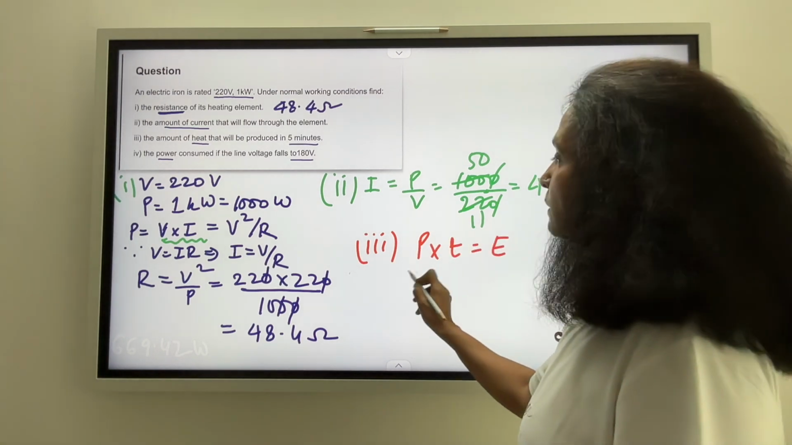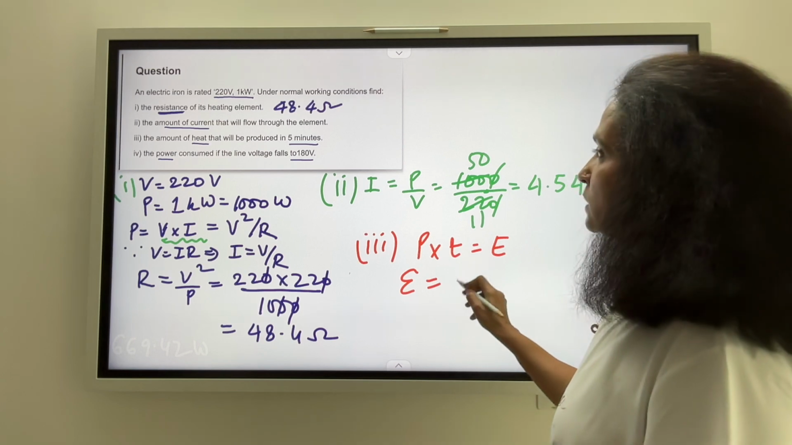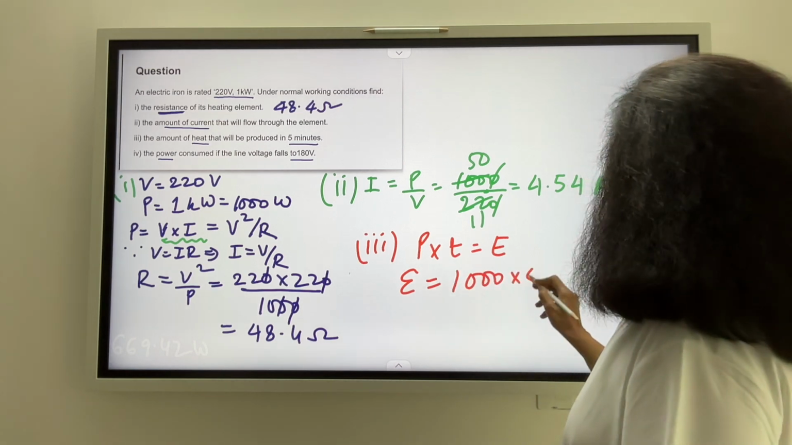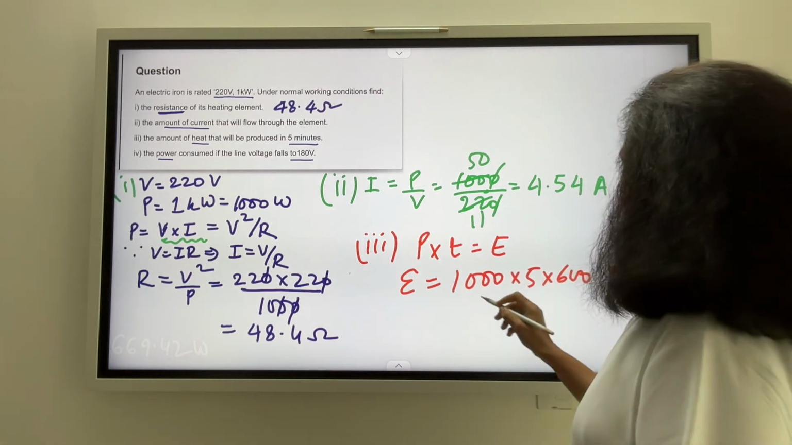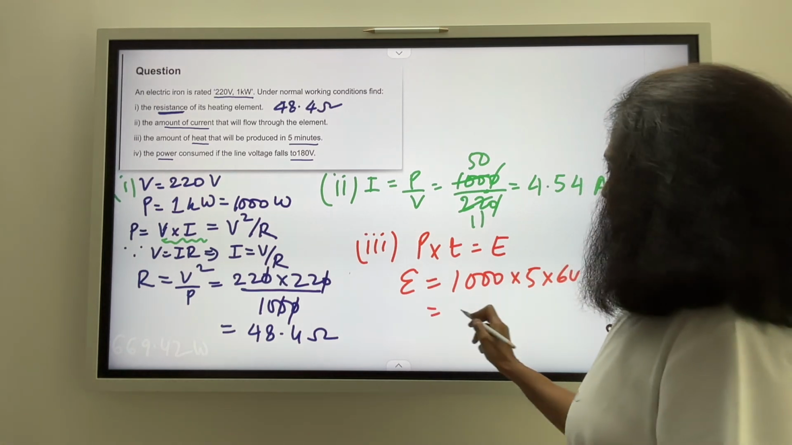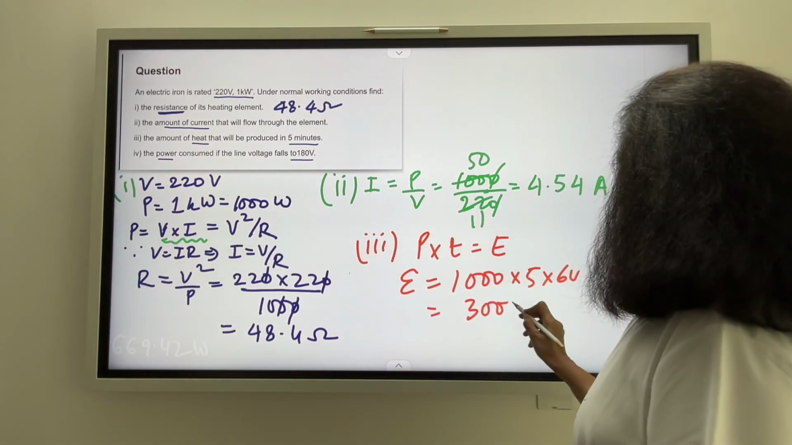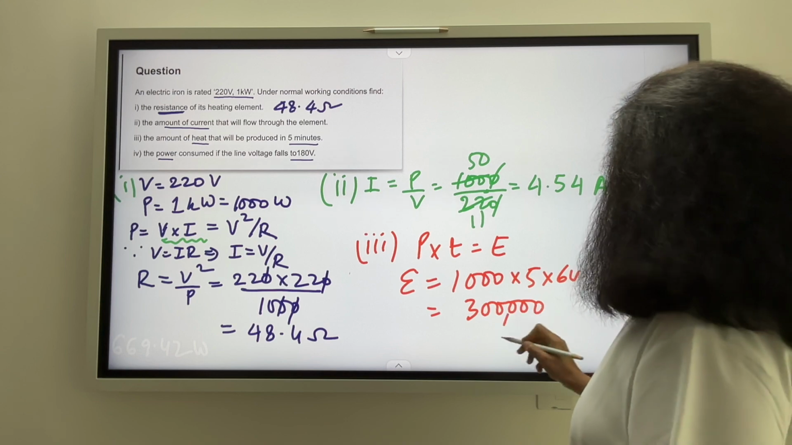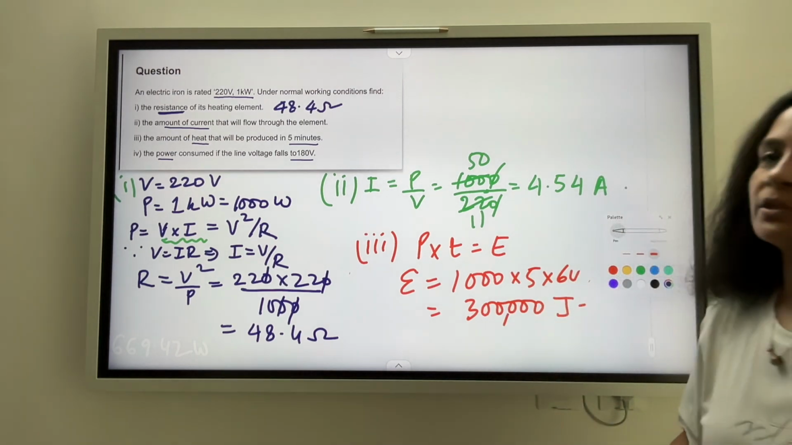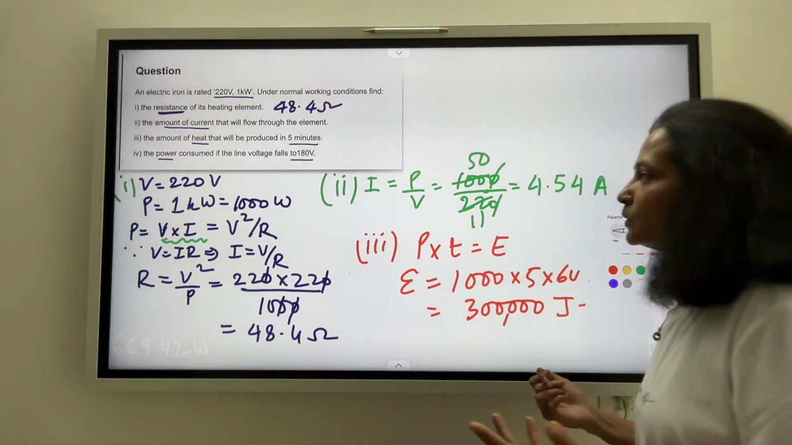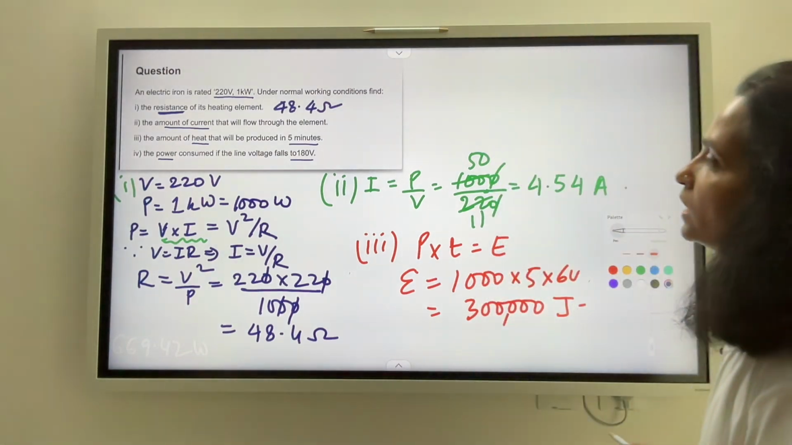Now what is the amount of energy? Power is 1000. Time is 5 minutes. 5 minutes is 5 into 60, which is fetching me 300 into 1000. So 300,000 joule of energy. तो बड़े आराम से हो गया. अब आ जाते हैं लास्ट पार्ट.